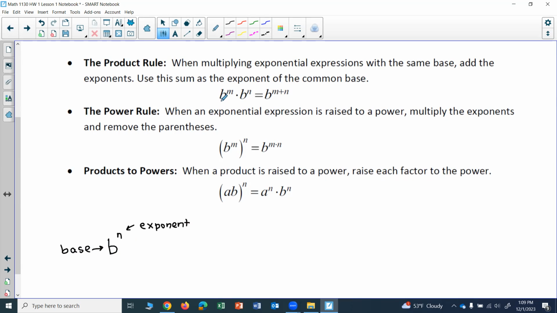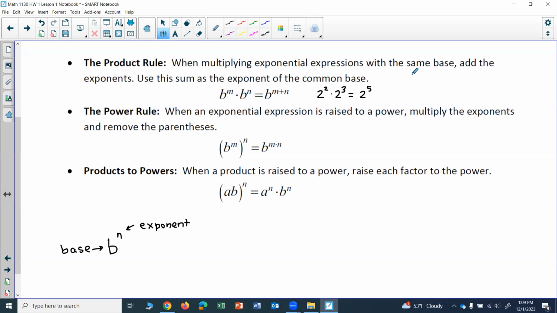So if I have b to the m power times b to the n power, that would be b to the m plus n power. So for example, if I had 2 squared times 2 to the third, that would equal 2 to the 2 plus 3, which would give me 2 to the 5th power.